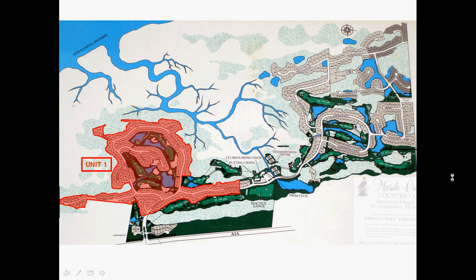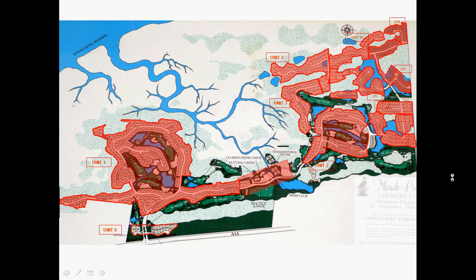Here is the outline of Unit 1, which is at the A1A entrance. That was followed shortly by the country club area, or really concurrently with that, then followed by units 2 and 3, all of which have swales as drainage systems, and that comprises a total of 360 lots. And here's the rest of the community.